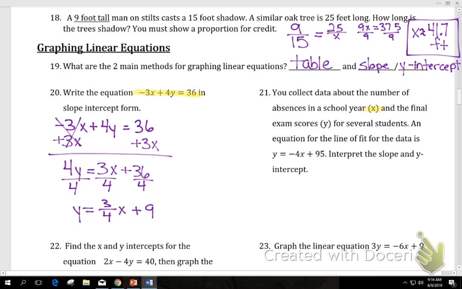Okay, now let's keep going. And the final exam scores, oh, Y. So you need to write Y equals exam score, or score. Y stands for your score. For several students, an equation for the line of fit is y = -4x + 95. Interpret the slope and y-intercept.